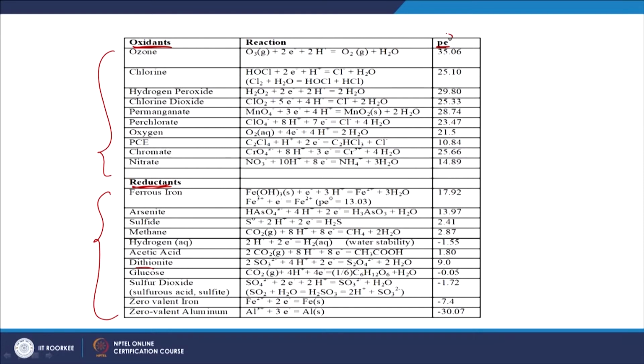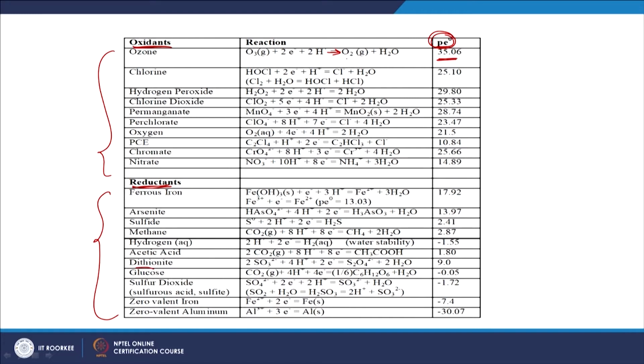But let us say you do not have that background. How will you be able to estimate which particular compound would act as a reducing agent in general out there in nature, and which one would in general act as an oxidizing agent? For that, you are going to refer to your P naught value here. Here the P value is positive and pretty high. So what does that mean? That the reaction strongly favors going to the right.